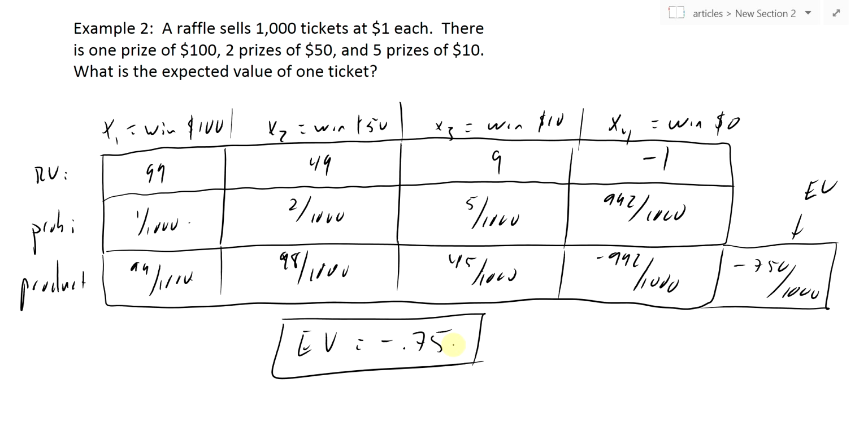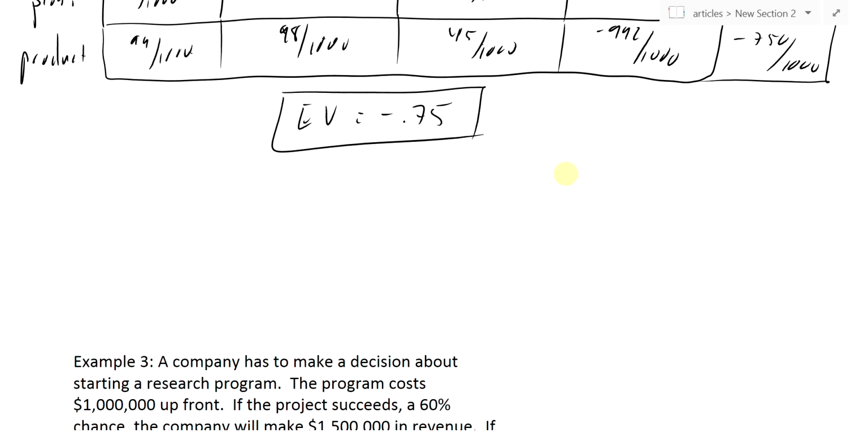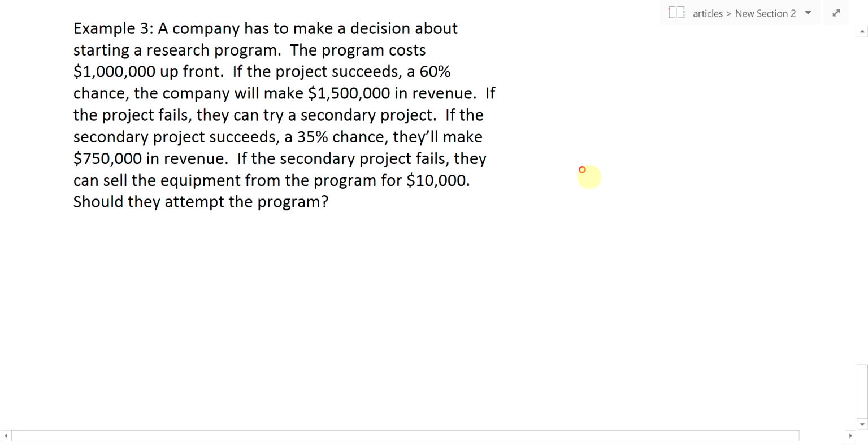So one of the things about expected value, it tells you about what happens in the long run. It doesn't tell you about what happens in the short run. So if you're making decisions based on expectation value, you might have to take other things into account. And we'll see that in this particular example. So a company is making a decision. They want to start a research program. It costs $1 million up front.